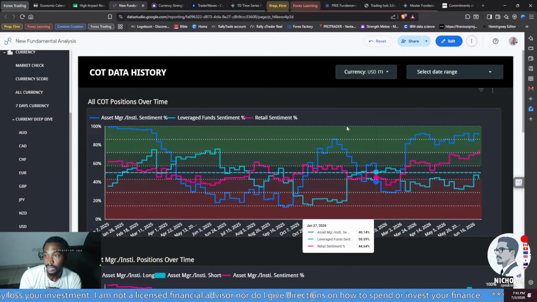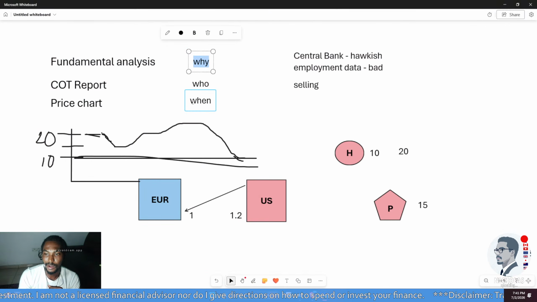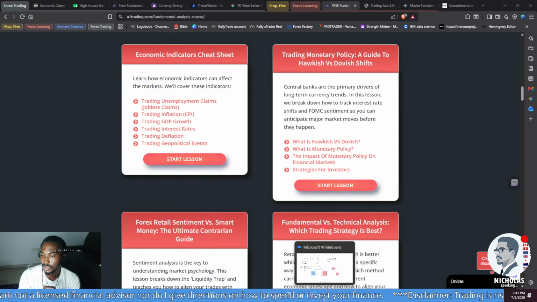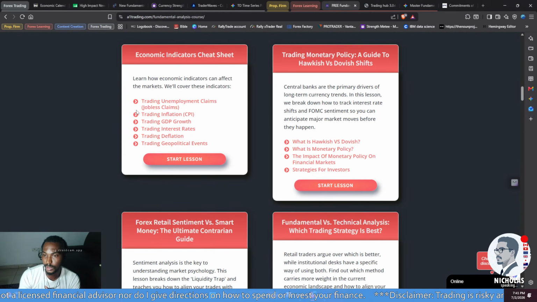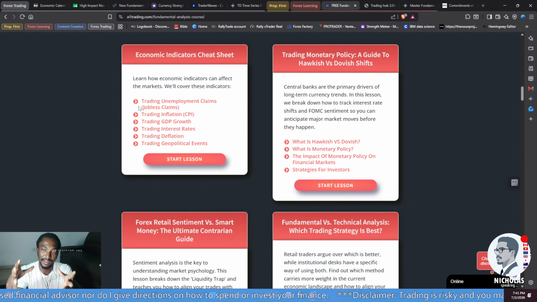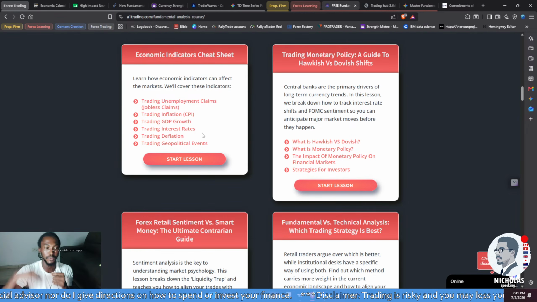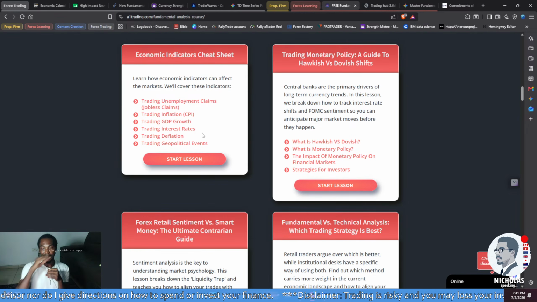So with all of this, we've understood why, we've understood who, and now we've understood when. So tomorrow we'll be looking into those why. What actually makes up that why? These economic indicators. This is what makes up that why. So tomorrow we'll go into that and discuss all about it.